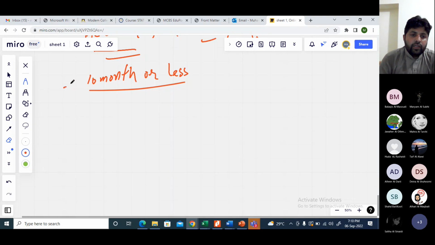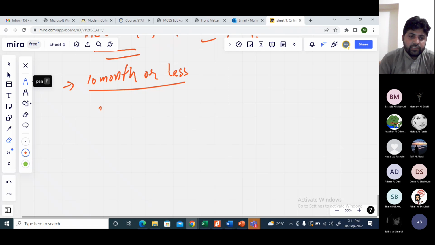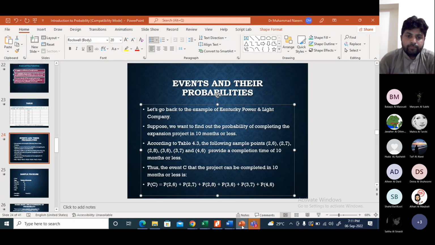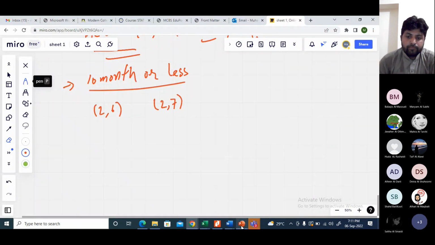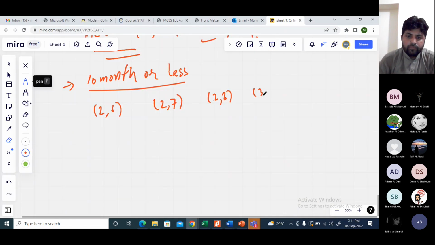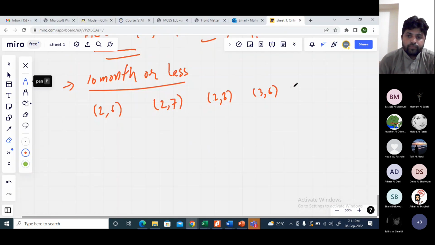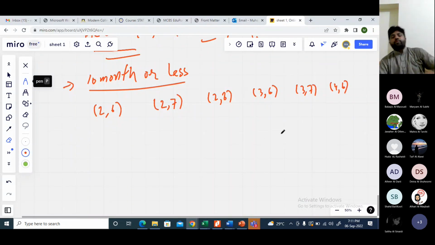So by considering this event, we have collected our points here, which are 26, 27, 28, 36, 37, 46. So these are the sample points related to this event.